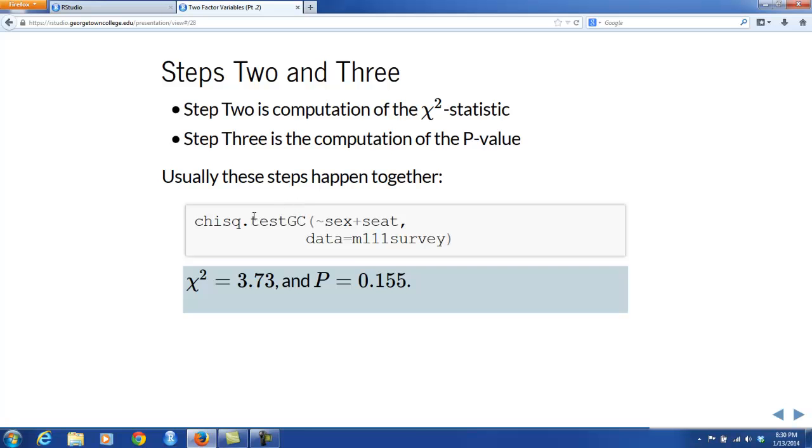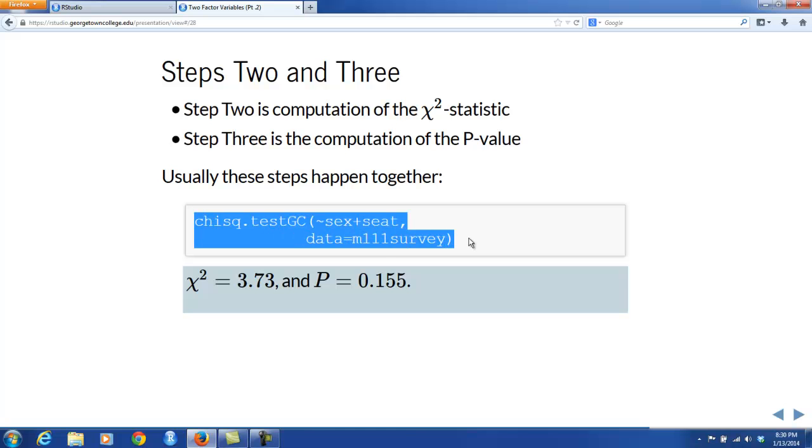The way to find these numbers is to run chi-square.test.gc. You give it the same formula data input that you use whenever you're investigating the relationship between two factor variables. Now, in this case, I think of sex as the explanatory variable and seat as the response, and so sex will come before the plus and seat afterwards. And remember, Math 111 survey is the data frame where these variables reside.